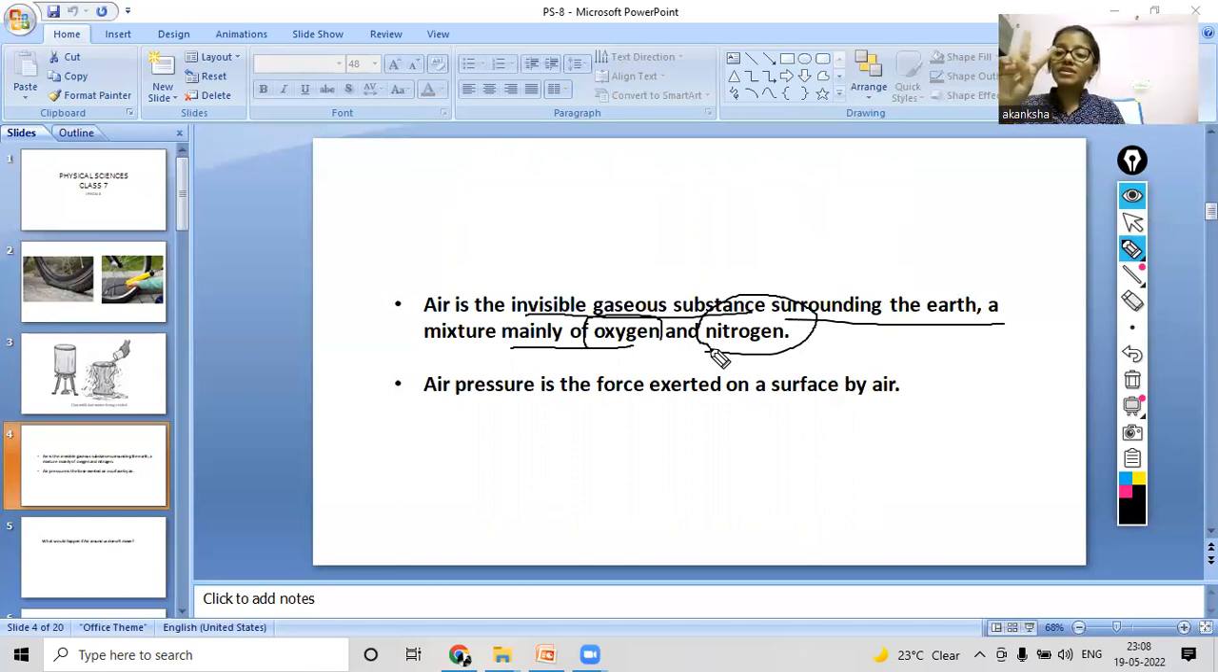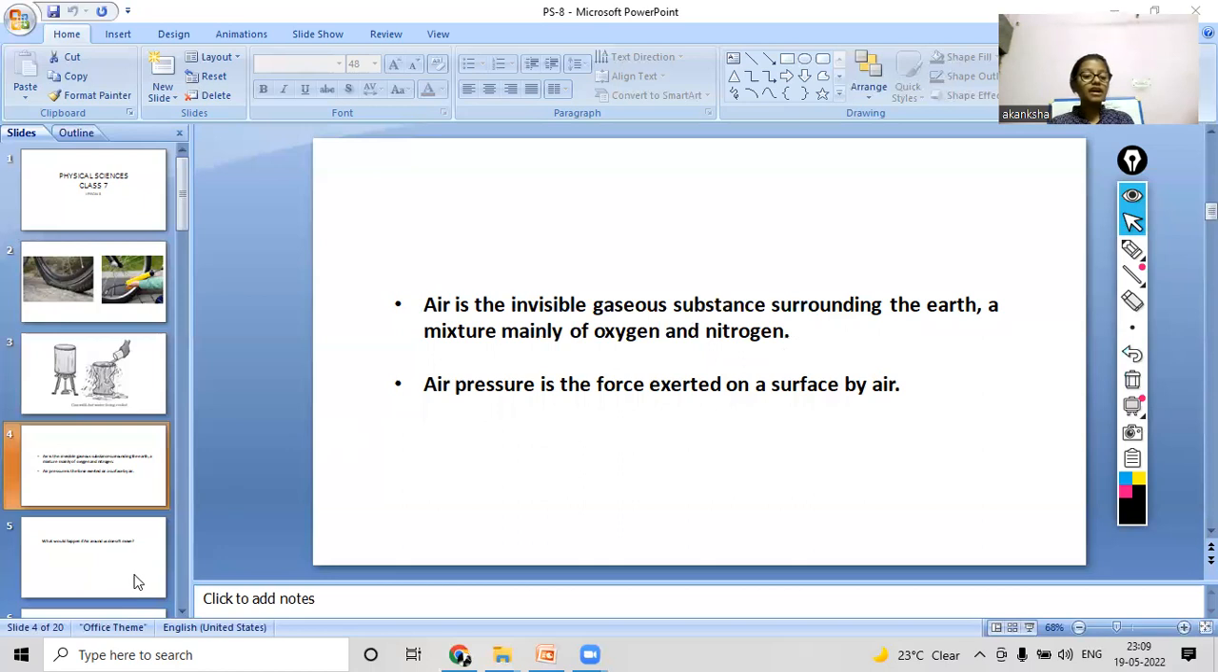So which two main gases are present in the air? Oxygen and nitrogen. And air is surrounding the earth in the form of what? In the form of atmosphere. Very good. Coming to the second point, air pressure is the force exerted on a surface by air. In both of these examples, there was a change in the shape of the object due to air pressure, because air pressure exerts a force on the surface of the object. So this is what the explanation is all about.